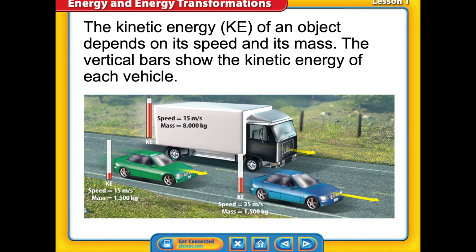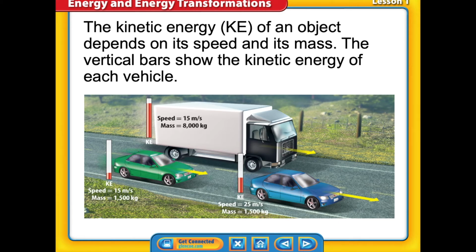So let's talk about how this looks in this diagram. The kinetic energy of an object depends on its speed and mass, as we just said. And the vertical bars that you see next to each of these moving vehicles shows you the kinetic energy. So let's look first at the blue car. The blue car has a speed equal to 25 meters per second as it's going down the road. And the blue car has a mass, it weighs 1,500 kilograms.